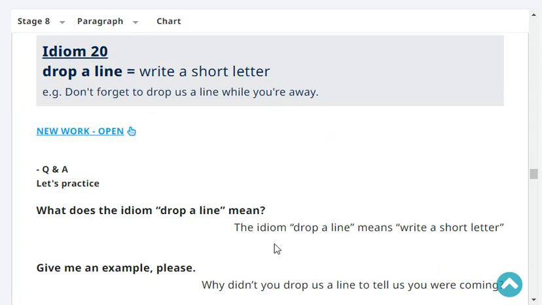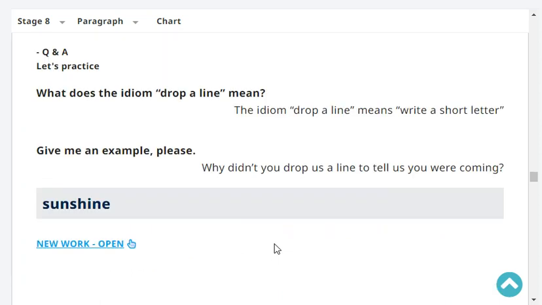Okay, next. What does the idiom drop a line mean? The idiom drop a line means write a short letter. Very good. Give me an example, please. Why didn't you drop us a line and tell us you were coming?